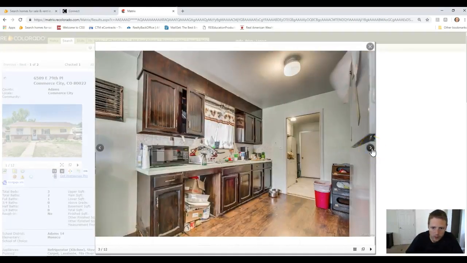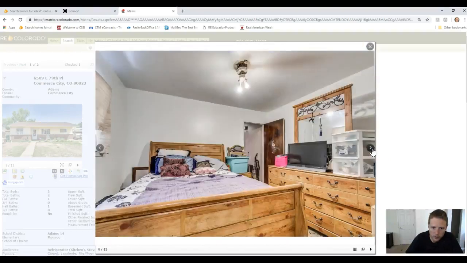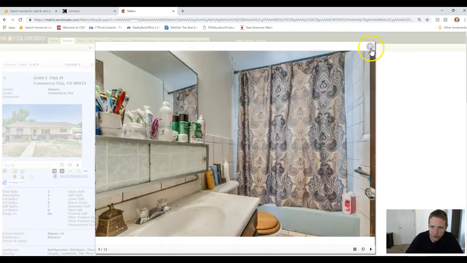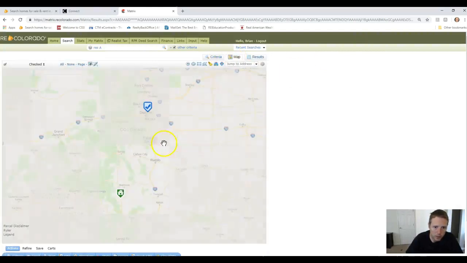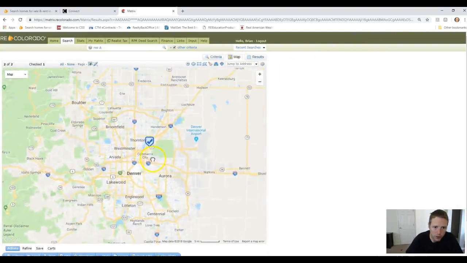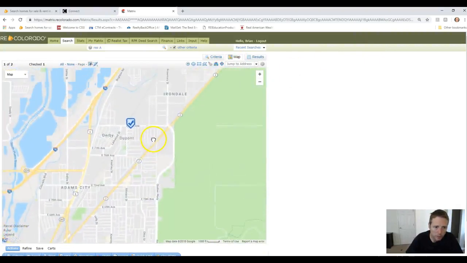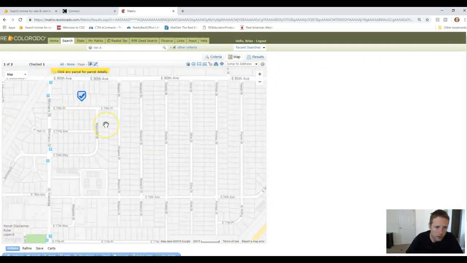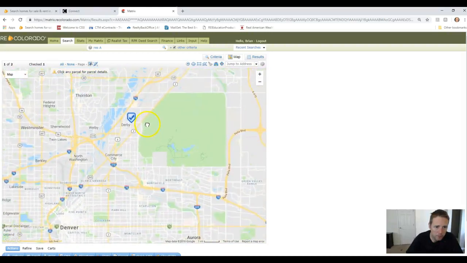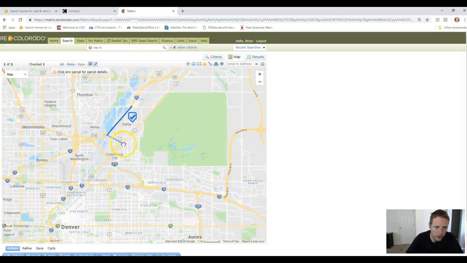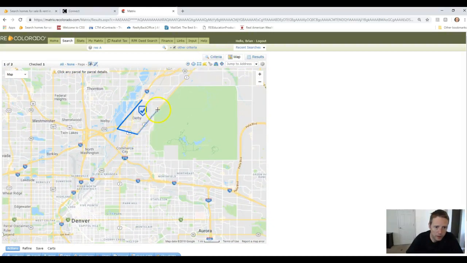Oh yeah, look at that. It needs a ton of work, right? All right, so Commerce City map, zero in on the check mark. Is he sitting on a busy street? No. So we're good there. This is where this little line thing comes in pretty handy. Boom.